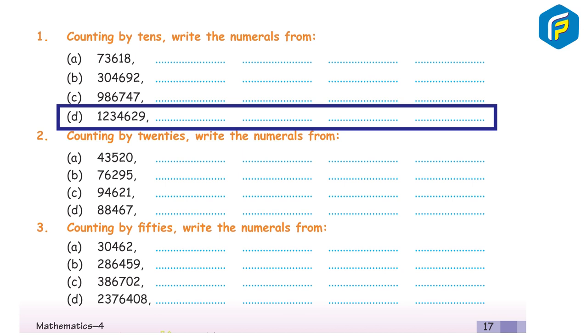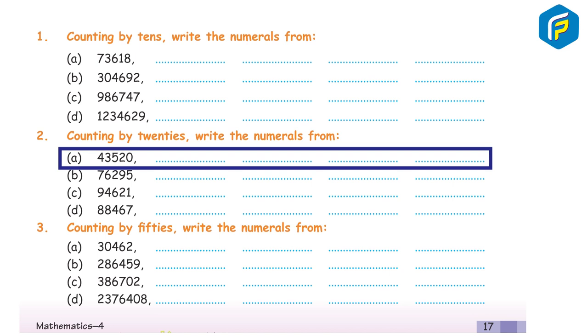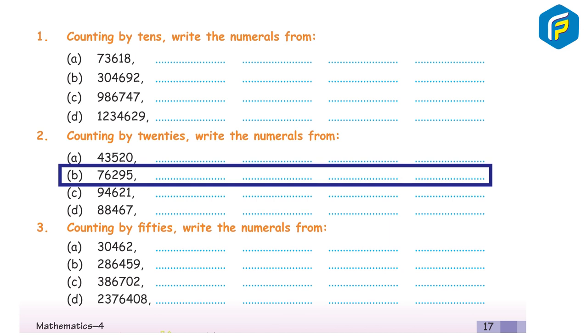D, 12,34,629. Answer, 12,34,639, 12,34,649, 12,34,659, 12,34,669. 2. Counting by 20s, write the numerals from A, 43,520. Answer, 43,540, 43,560, 43,580, 43,600. B, 76,295. Answer, 76,315, 76,335, 76,355, 76,375.